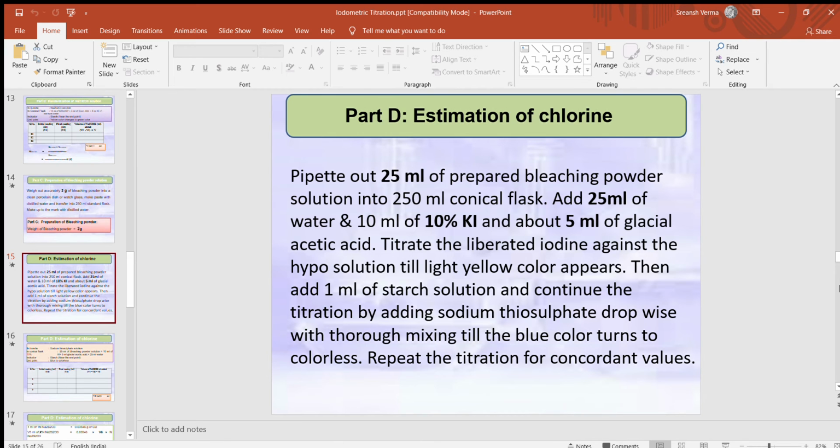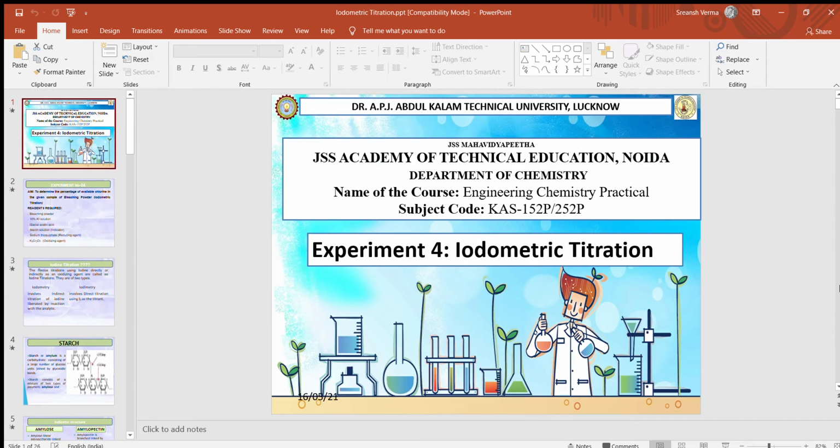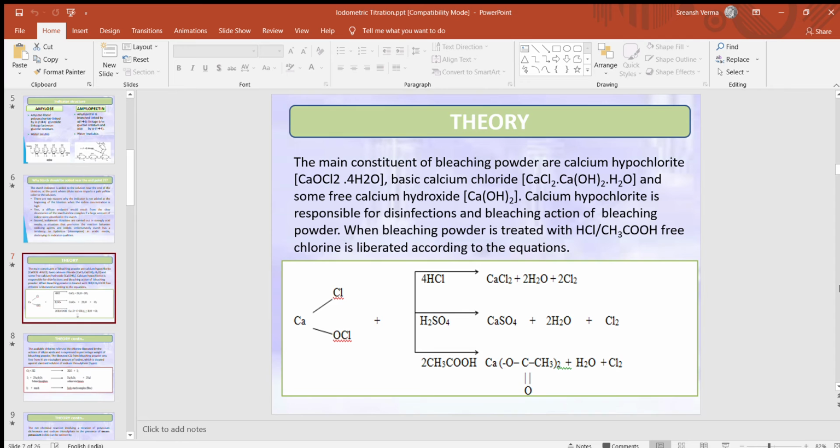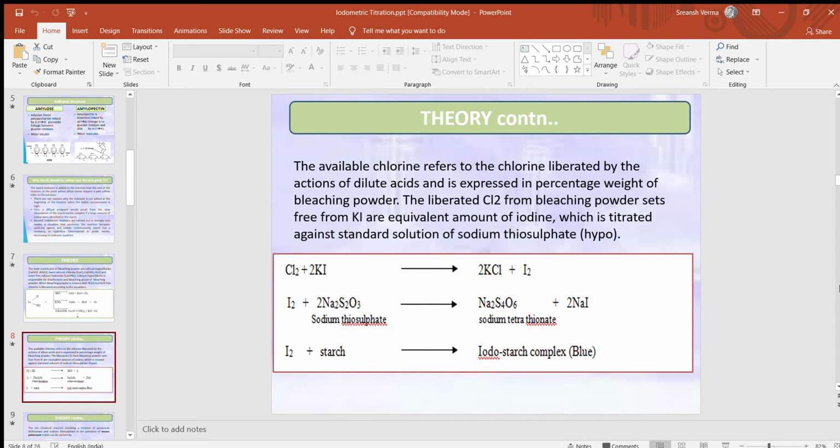The reactions which are actually taking place here are these. The chlorine which is present in the bleaching powder will be released. You have added KI, so KI will react with chlorine, forming potassium chloride, and iodine is released. This iodine, when you titrate it with sodium thiosulfate, will form sodium tetrathionate and sodium iodide.